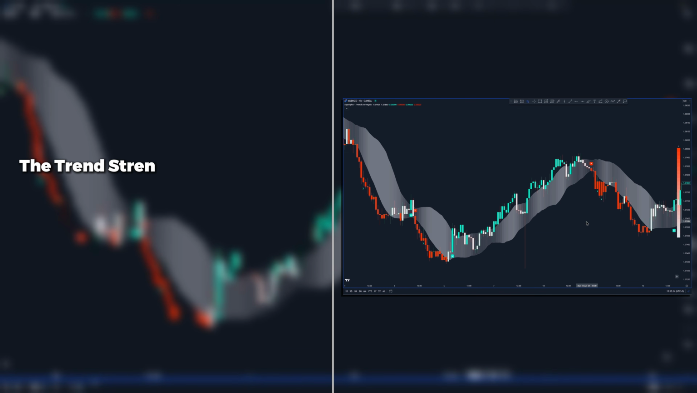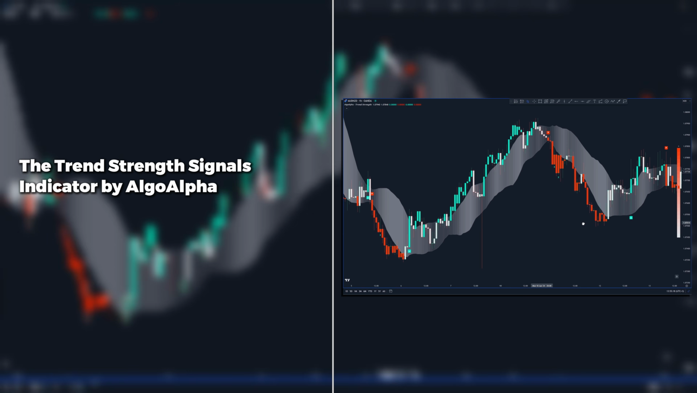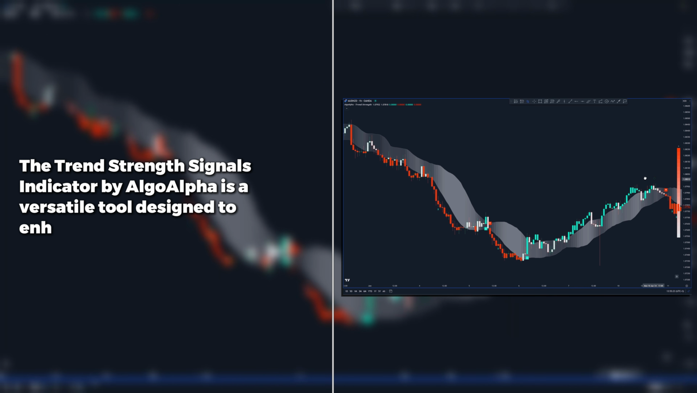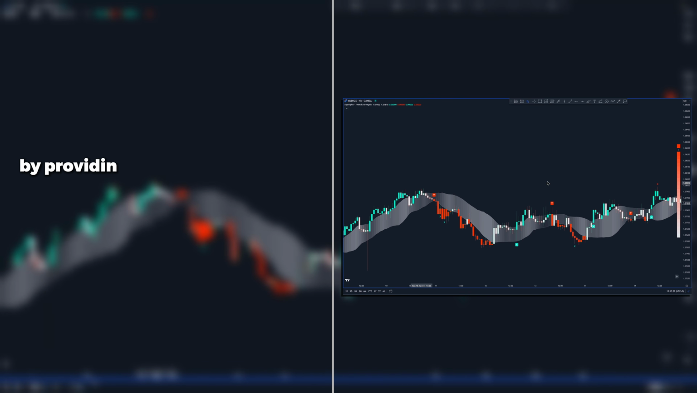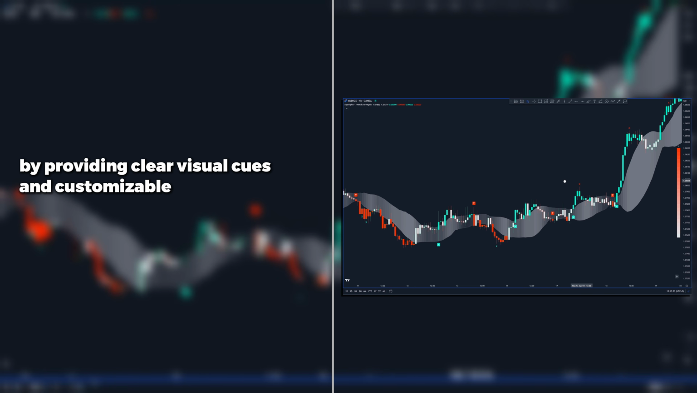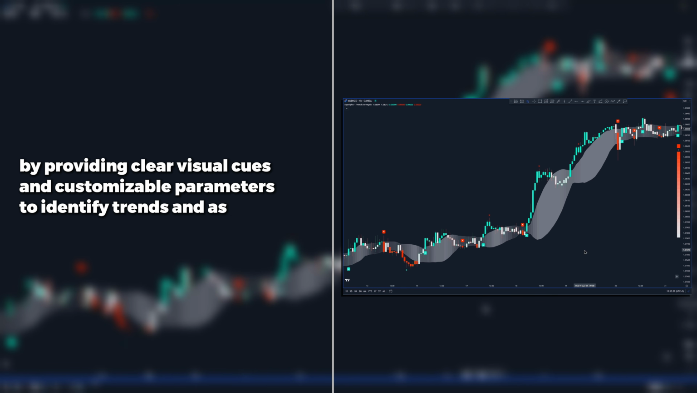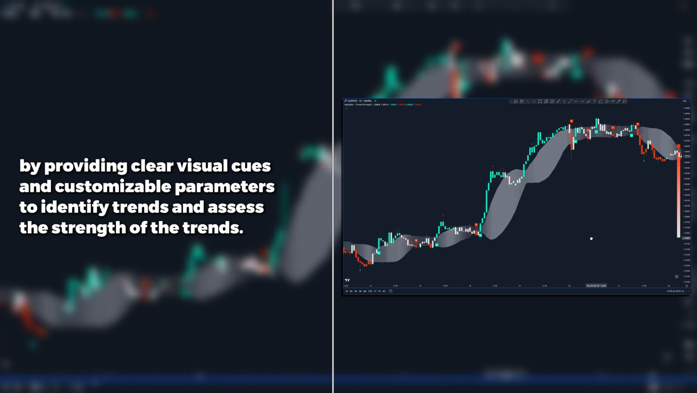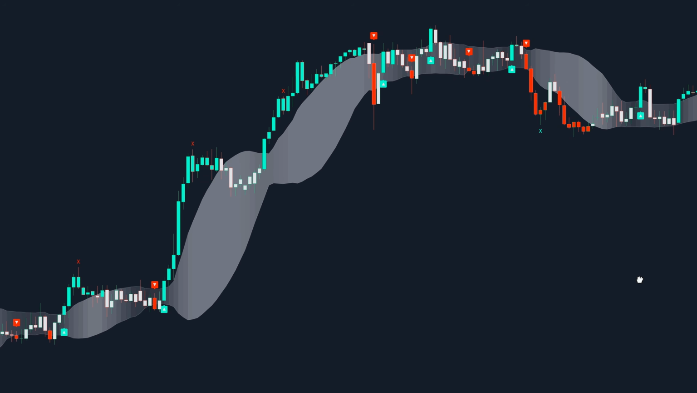Now, the Trend Strength Signals Indicator by AlgoAlpha is a versatile tool designed to enhance your trading by providing clear visual cues and customizable parameters to identify these trends and assess the strength of the trends. Let's go over what this indicator is made of.